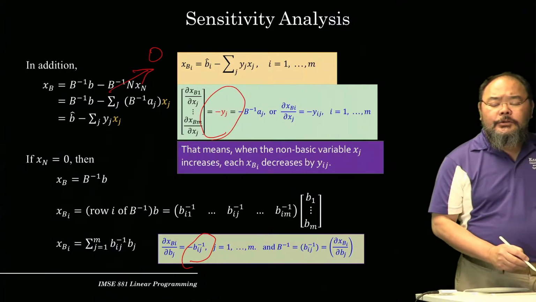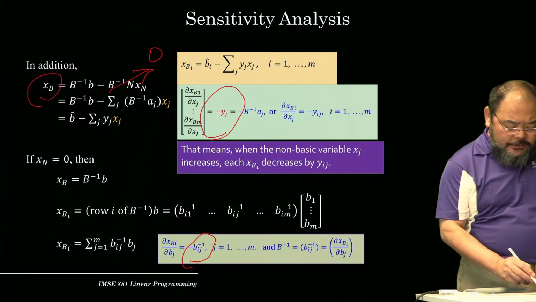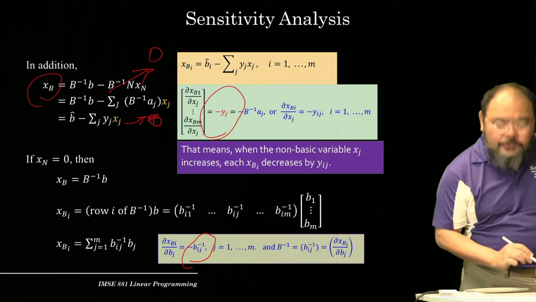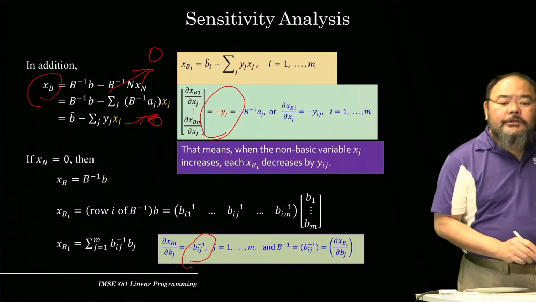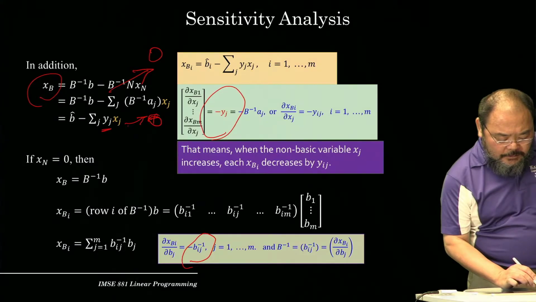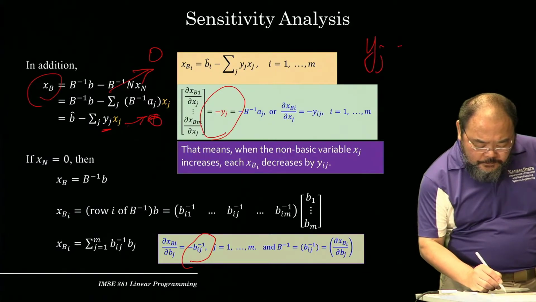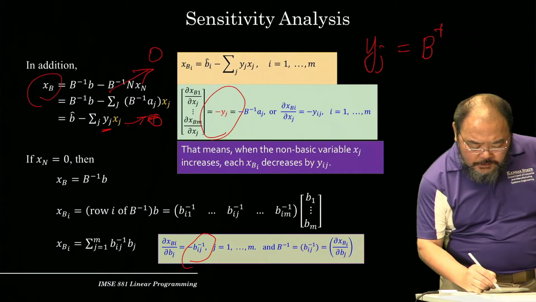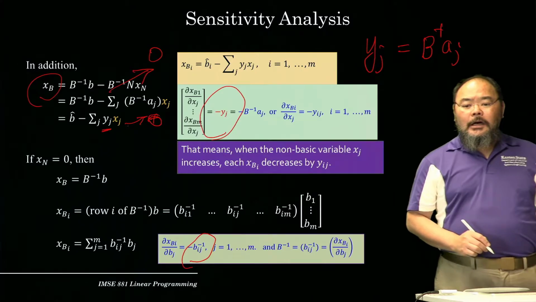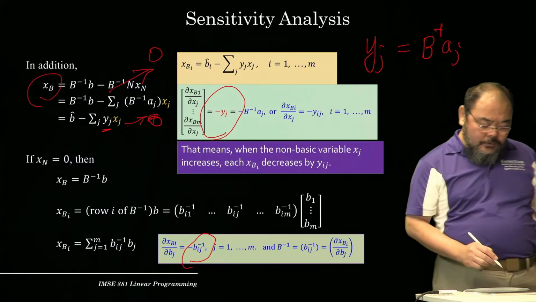This particular slide shows two results. The first result is the current basic solution. If xj moves from 0 to a positive number, then each unit of xj increase decreases xb by yj. What is yj? yj equals B inverse times aj, and aj is the original column of your constraint matrix corresponding to xj. So this is the first result we get.